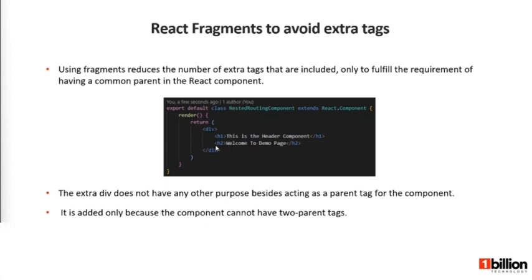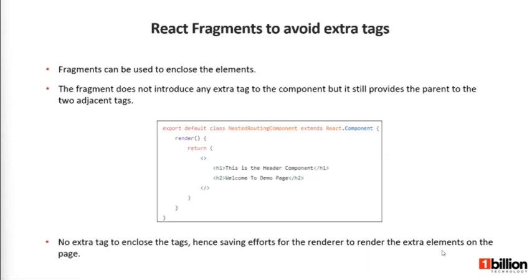See this code example. In the component, we need to have an extra tag to have a common parent for the component to render. This extra div does not have any purpose besides acting as a parent tag for the component. So it is added only because the component cannot have two parent tags. Therefore, just as a formality, we need to have an extra tag that encapsulates the tags that lie at the same level. To resolve the problem, we can enclose the elements inside a fragment.